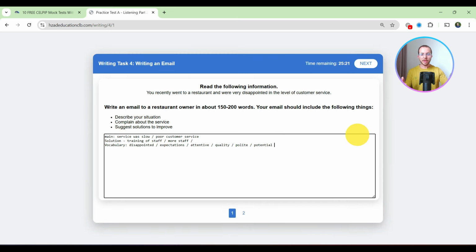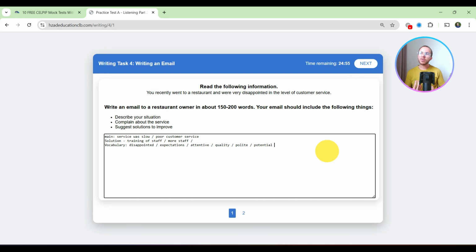All right, so I know that my main idea is going to be focusing on the slow service or bad customer service because that's a very common one. My solution is going to be training the staff members, and I have some vocabulary that should help me as I write my email. Disappointed, expectations, attentive, quality, polite, and potential. I feel like these kind of fit within the theme of customer service.